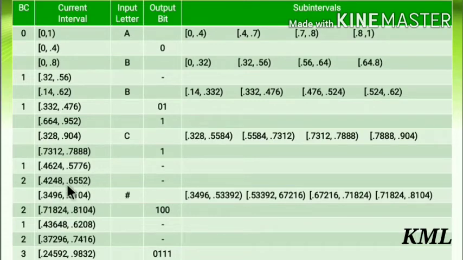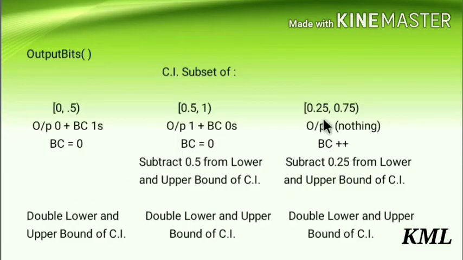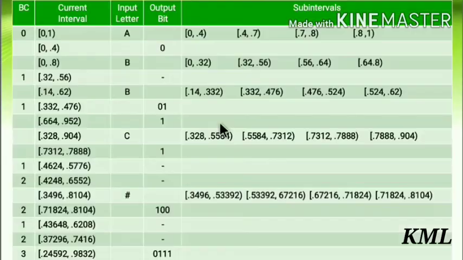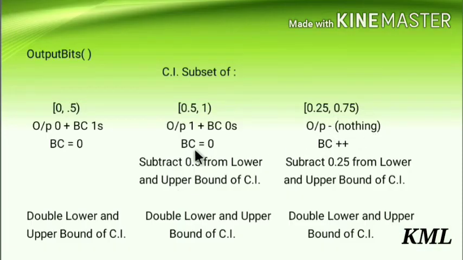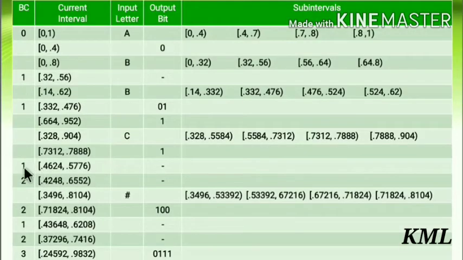Again you have to check these values with the algorithm. Now it falls in this. If you see, 0.4 and 0.6552 fall in this range. So you don't have to output anything and you increment the bit count. Bit count was 1 previously, now it becomes 2. Then subtract 0.25 from the lower and upper bound and double. After subtracting and doubling you get these two new values.